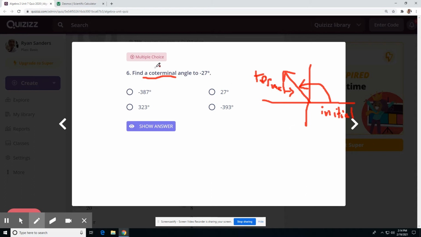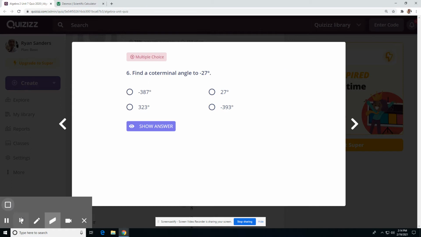So for the coterminal, you're always adding or subtracting 360 degrees or 2 pi, depending on if you're in radians or degrees. Since this is degrees, you're adding or subtracting 360, and then you would just see which one of these lands on it. Coterminal to 45 degrees, same thing: you're adding or subtracting 360 degrees to see which one of these lands on it.